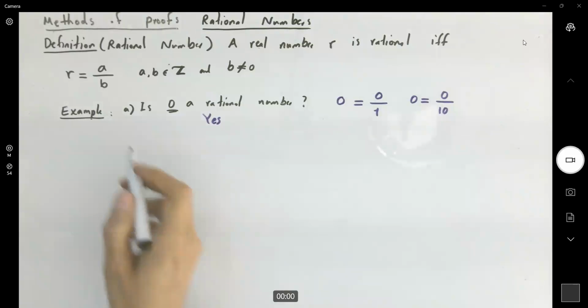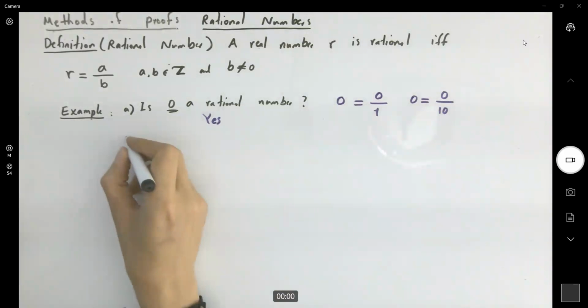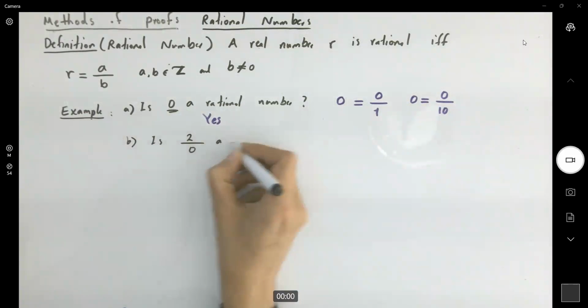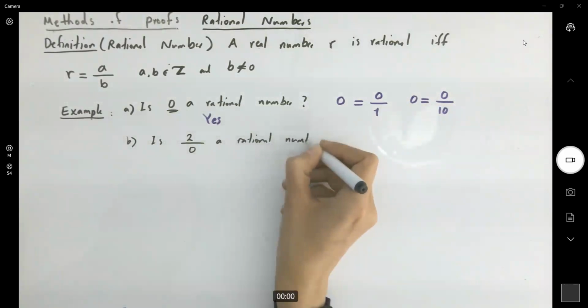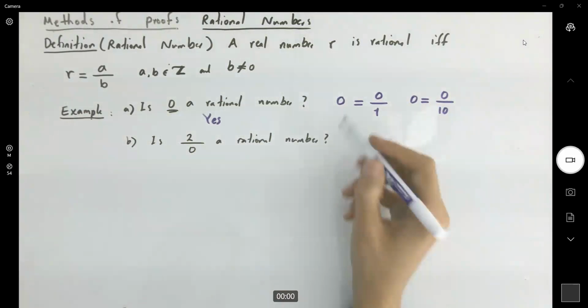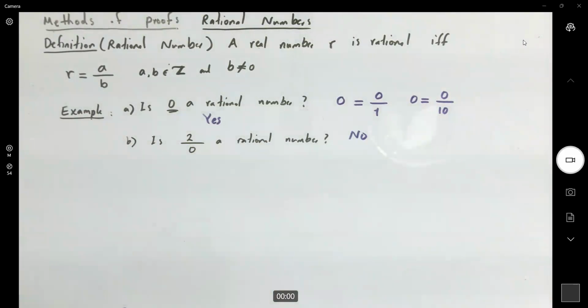What about if I flip these? B, is 2 divided by 0 a rational number? We're going back to algebra. Of course not, because the denominator is equal to 0.